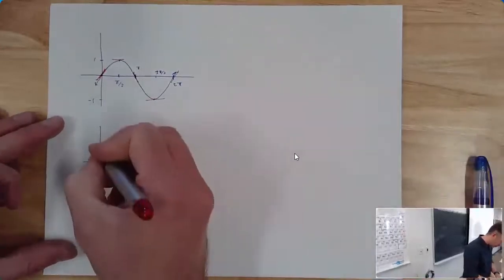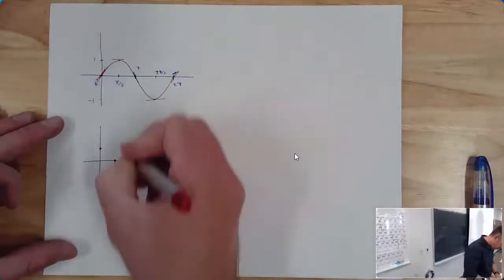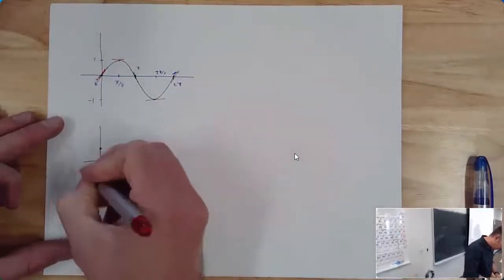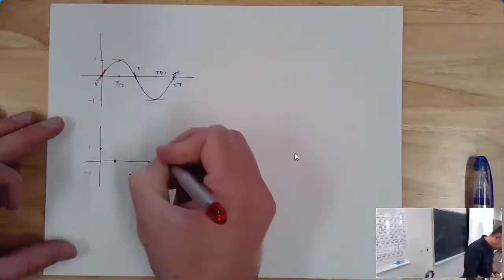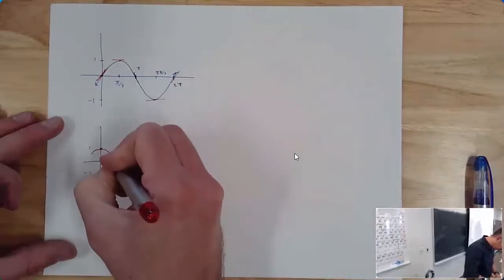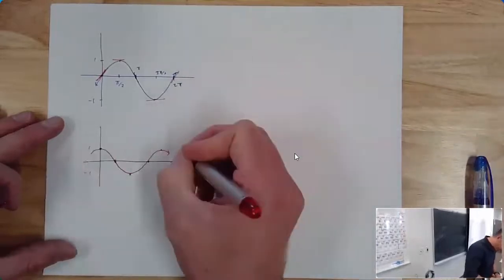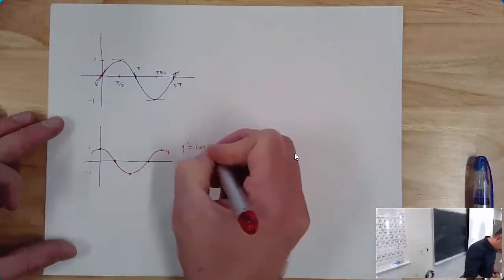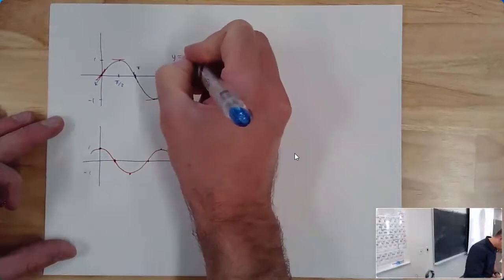So if we plot those slopes, here's our slope of 1, slope of 0, slope of -1, slope of 0, slope of +1. We get exactly what we were expecting, which I already gave away, which is that the derivative here is cosine of x, if your original function is sine of x.